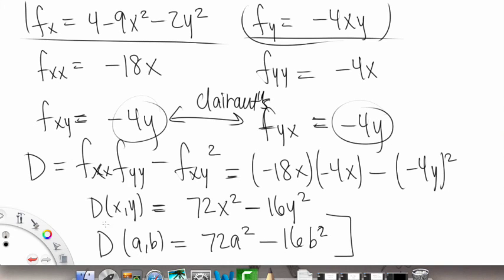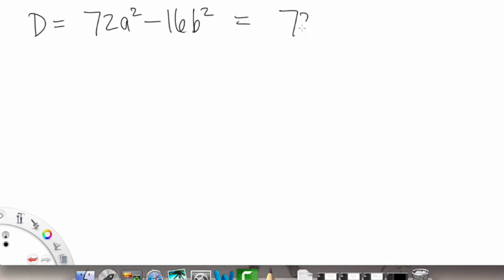So this is the formula for a discriminant, and that's basically what we're going to use in order to determine what type of critical points our 4 critical points that we found are, okay? All right, so let's write that at the top here. So we have D is equal to 72a squared minus 16b squared, also known as 72x squared minus 16y squared, whichever works for you.